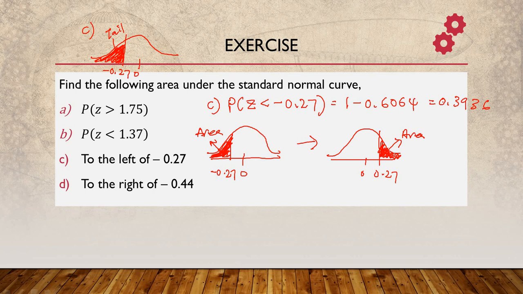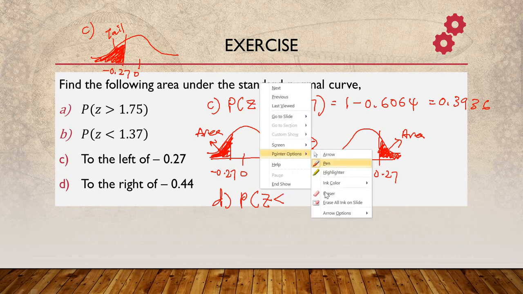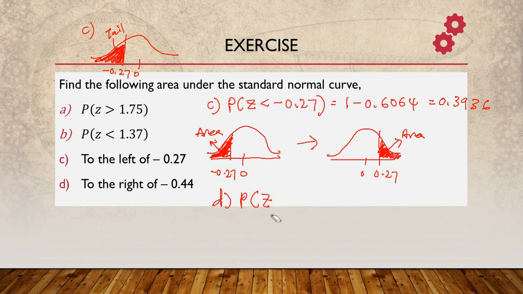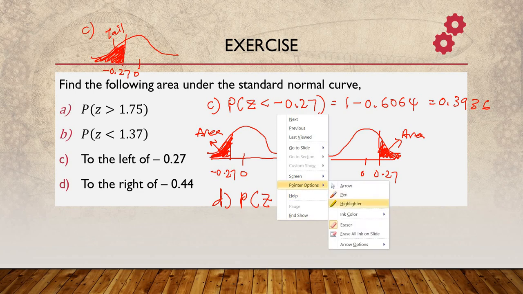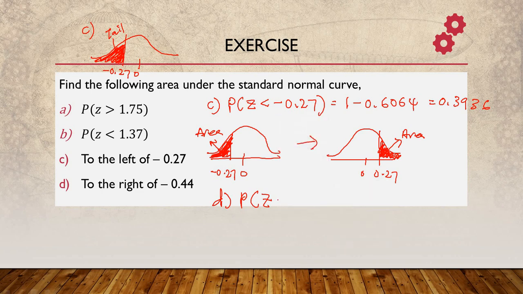Okay, similar to D. So how to do D? D is to the right. So to the right meaning Z arrow to the right. Earlier I said to the left, wrong. Arrow to the right. Sorry. You want to the right. Z to the right, negative 0.44.